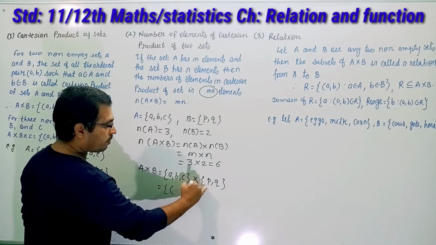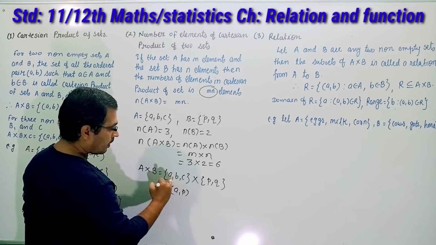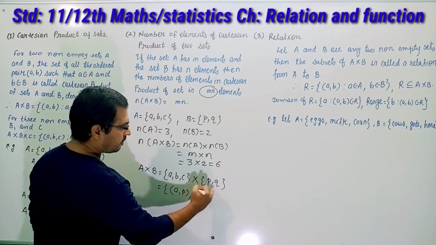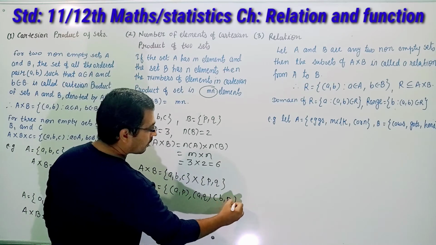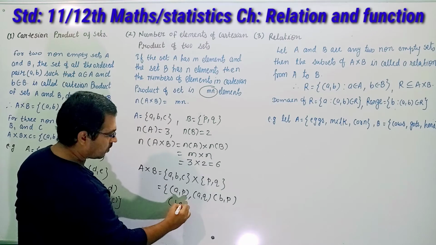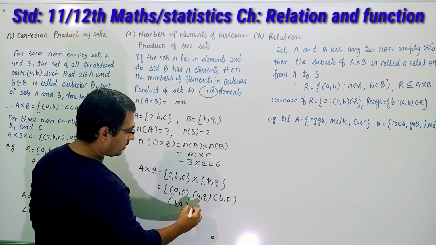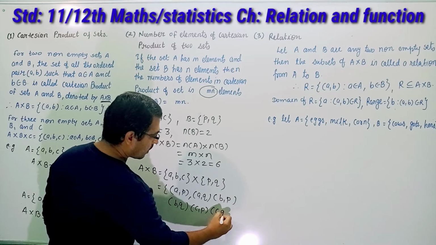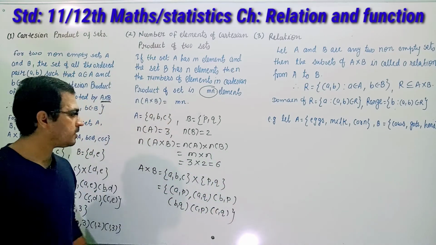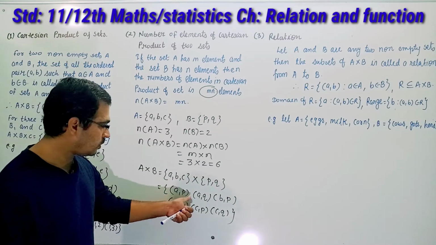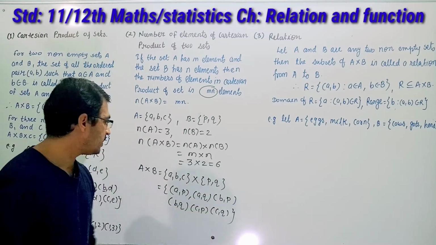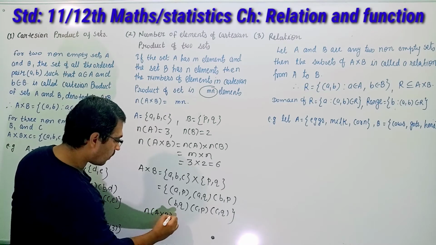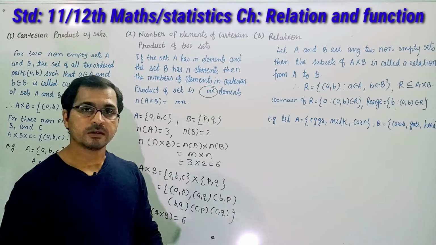Okay students, now we can make the ordered pairs over here: A with P, A with Q, then B with P, B with Q, and C with P, and finally C with Q. Here you can see 1, 2, 3, 4, 5, 6. So the number of elements of A cross B is equal to 6.